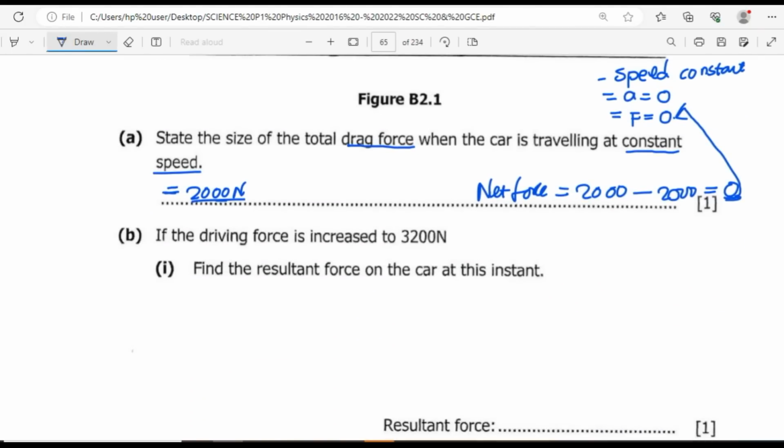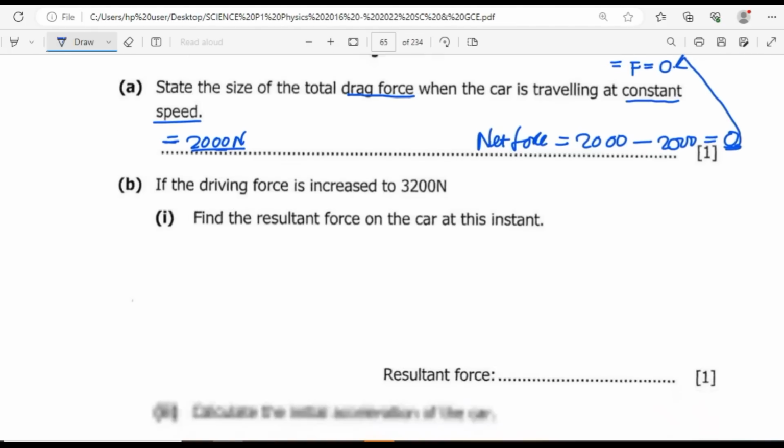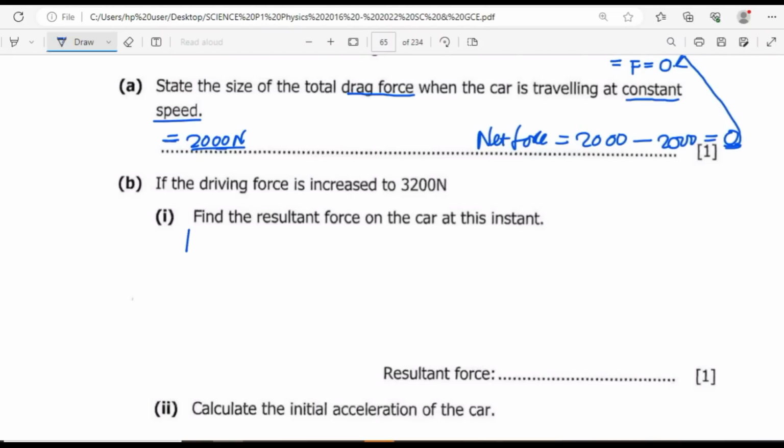If the driving force is now increased to 3200, find the resultant force on the car at this instant. So this time we can now find the net force.